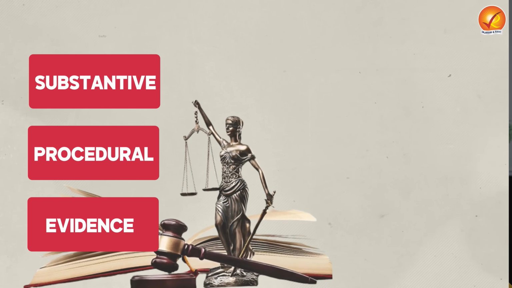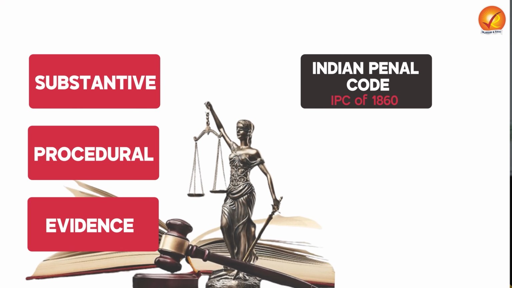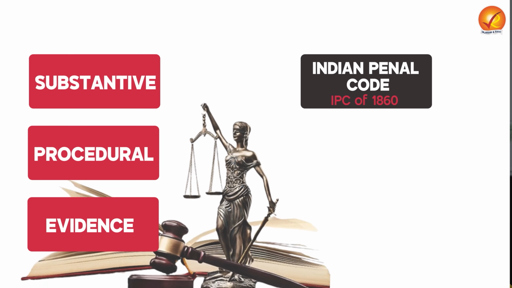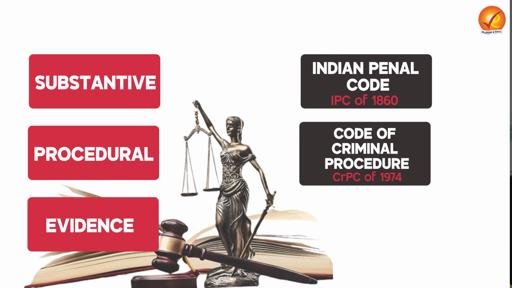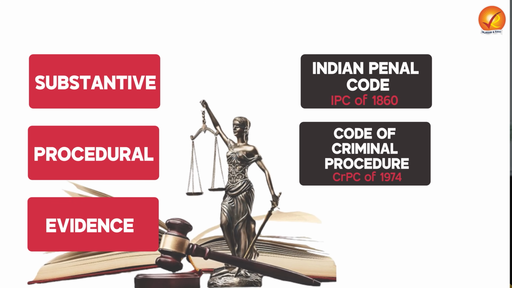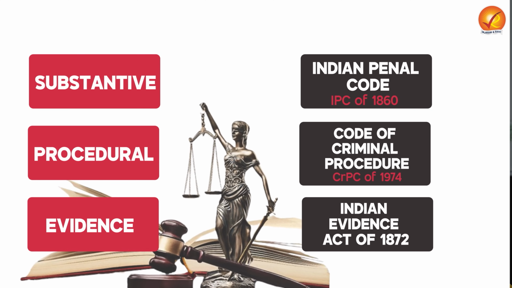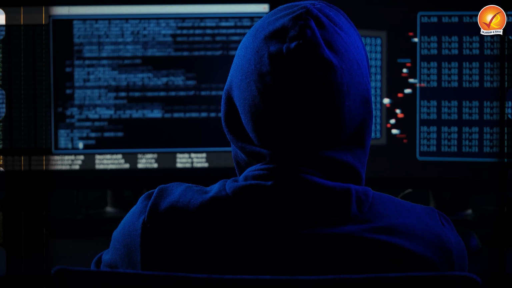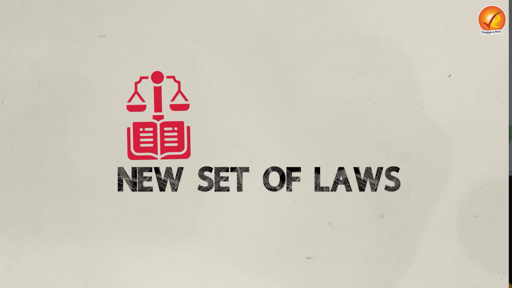Now, what were these laws? The substantive law was the Indian Penal Code, that is IPC of 1860. The procedural law was the Code of Criminal Procedure, that is CrPC of 1974. And the third one, the evidence law, was based on the Indian Evidence Act of 1872. Now, one thing which we observe here is that all these laws are very, very old. And since the nature of crime has evolved, definitely there was a need to replace the old laws and completely overhaul the system with a new set of laws.